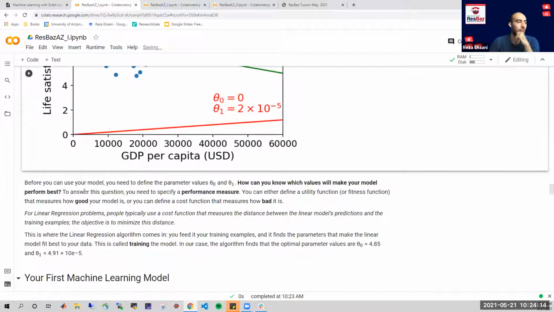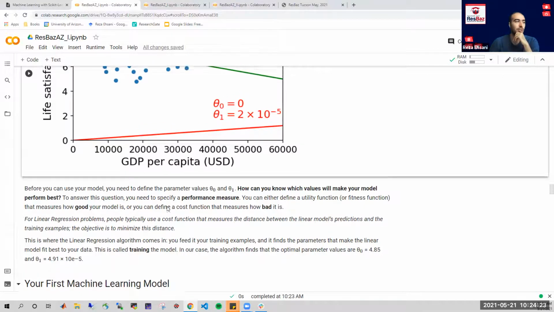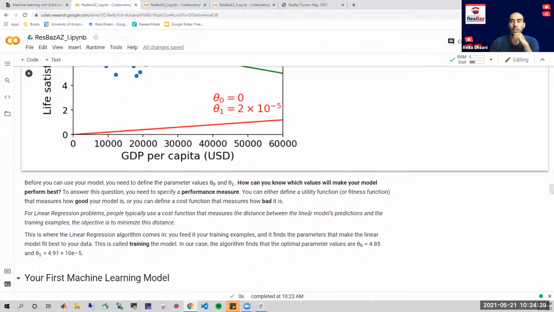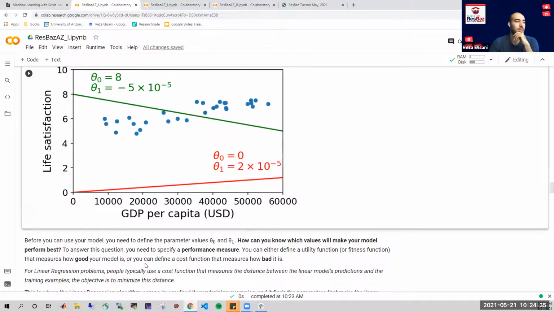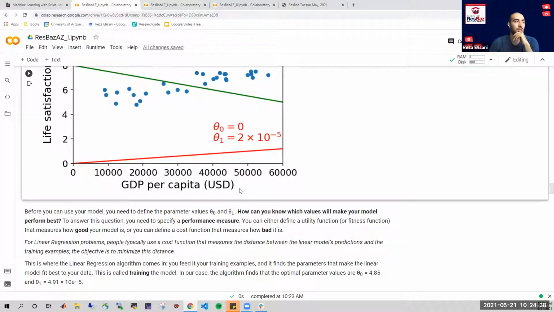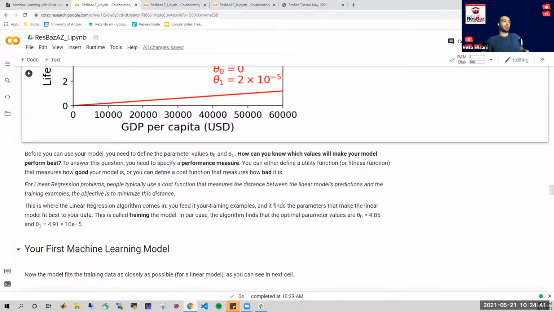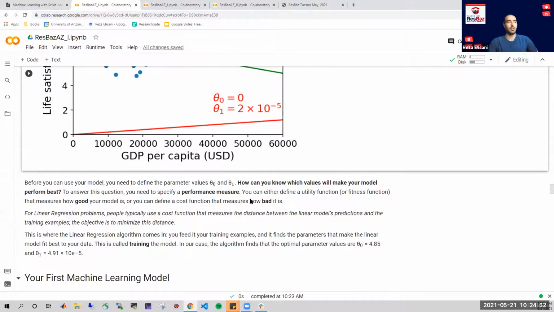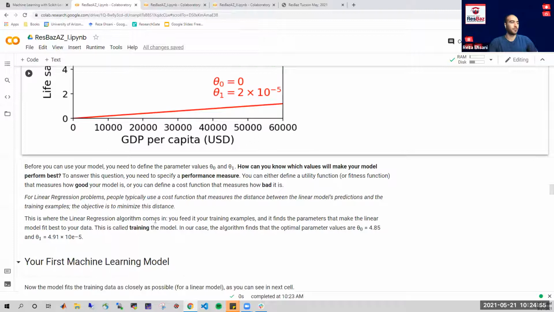Before we can use our model, we need to define the parameters theta 0 and theta 1. But how can you know which values will make your model perform best? To answer this question, we need to define a performance measure. We can either define a utility function or a goodness of fit function that measures how good our model is. Also, we can define a cost function, which measures how bad our model is. For linear regression problems, people typically use a cost function to measure the distance between the data points and the predictions of the model, which is the line, and then try to minimize this value.